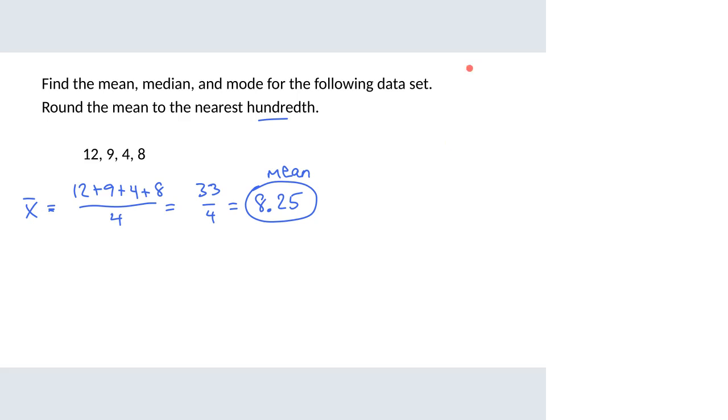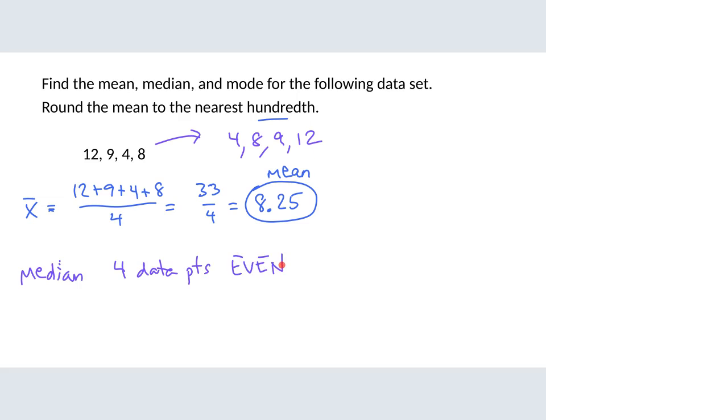Up next, we're looking for the median here. The median is going to be the number in the middle once I've written them least to greatest. So I need to do that first. I'm going to take these and write them from least to greatest. That'll be 4, 8, 9, 12. So I've written them from least to greatest. One thing that I can see here is that I have 4 data points. This is an even number.